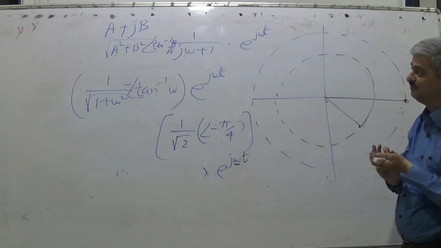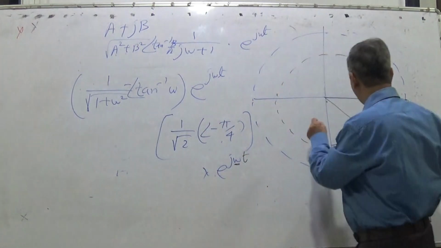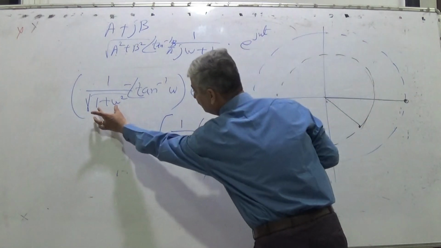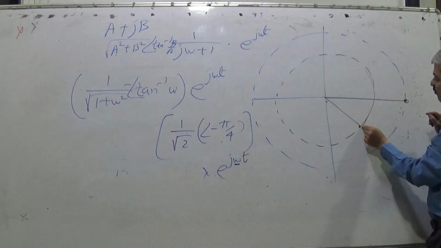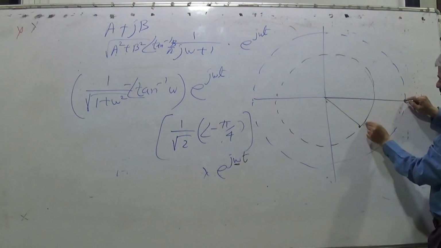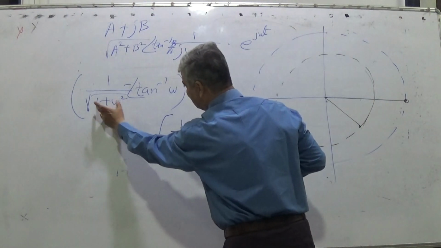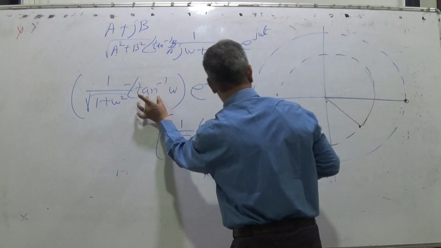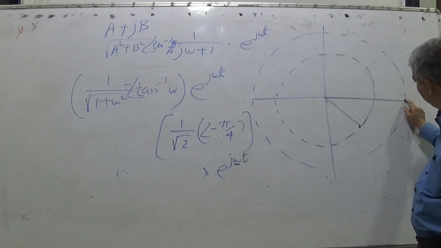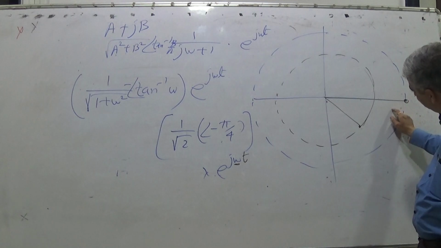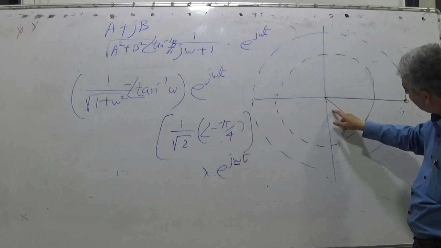What will happen then if omega increases? If omega is very small, then this would be near to 1, so the ratio would be near to 1. So the point will move from here to here as omega is small. If omega increases, this denominator will increase and this tan inverse will also increase. So from here it will reduce, and it will move further, reducing the angle.